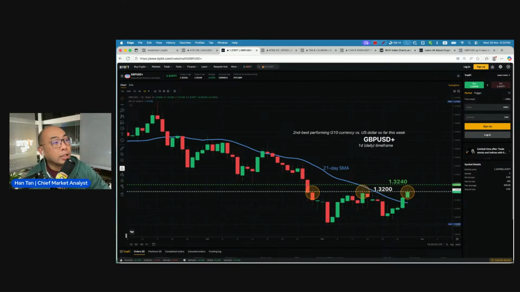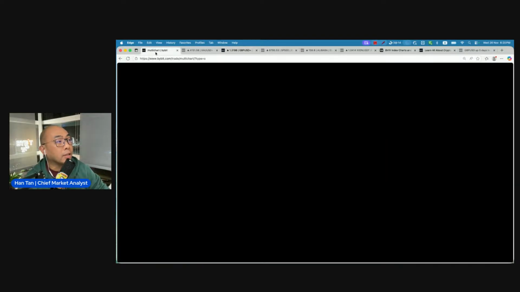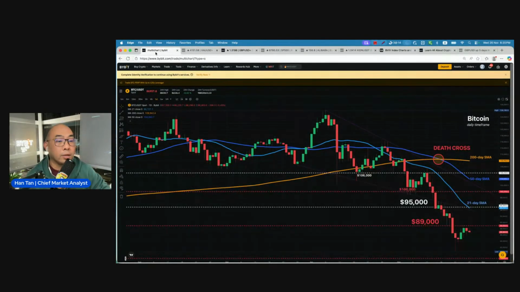Okay, that's GBPUSD. Let's do a quick check on some of the other more popular assets that you guys know and love. Right, so this is Bitcoin here. This is the daily time frame.